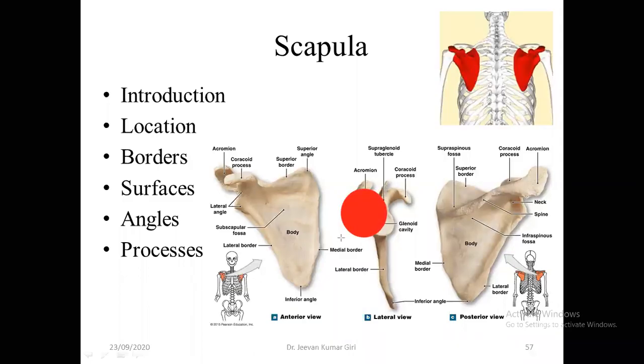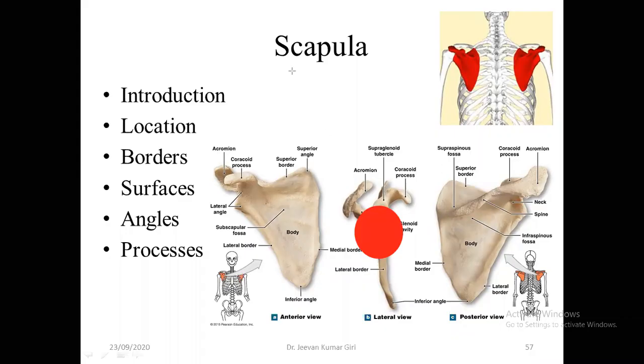It will be large enough. Okay, it will be large. So the head will not fit in the glenoid cavity. It will be larger here. Okay, the head will be much larger than the socket. So this socket cannot accommodate the head because of its large size.